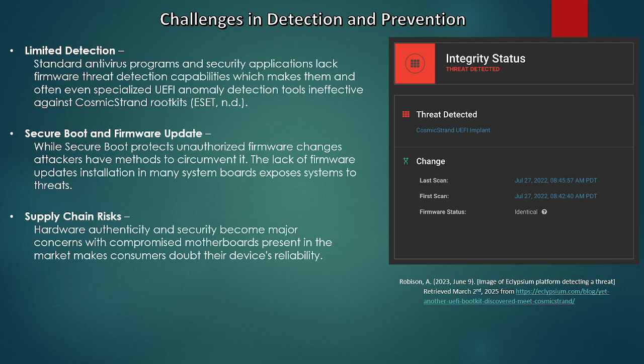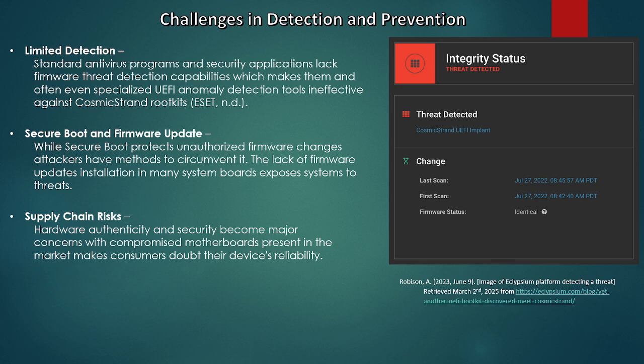Challenges in detection and prevention. The main weakness of traditional antivirus protection together with security software programs lies in their inability to stop attacks targeted at firmware while operating at a system level, according to ESET. UEFI firmware anomaly detection tools remain scarce, and experts find it extremely complex to identify CosmicStrand rootkits even when such tools exist. Again, users remain unaware of UEFI-based infections as these threats are so difficult to detect through standard monitoring tools.